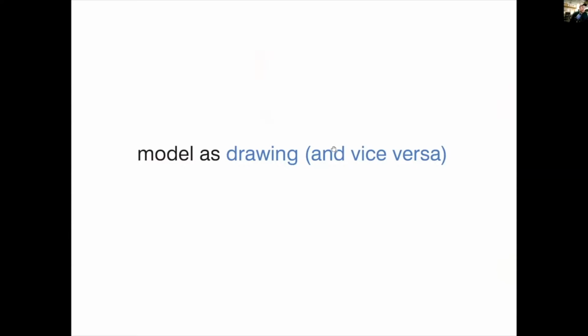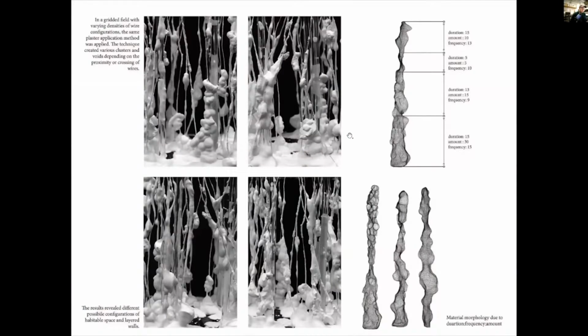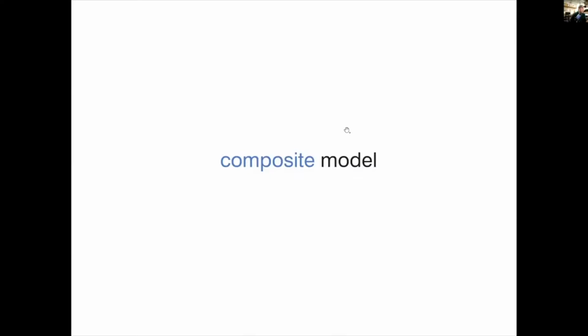Another, the last category that I might posit, is the model as a drawing and then vice versa. So this understanding collapses the model and the drawing into one object, and in some cases actually hybridizes the two into one object, model drawing. So those last two ways of looking at a model are the ones that I want to expand upon a little bit for this presentation and to frame in this idea of a composite model.